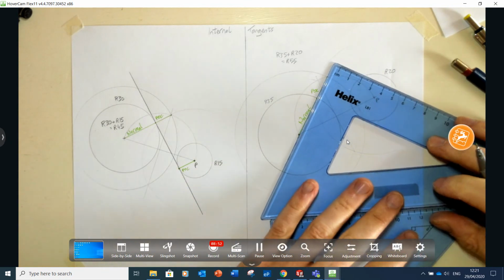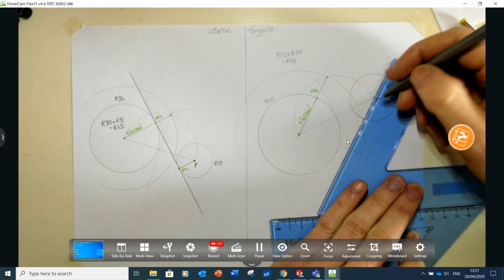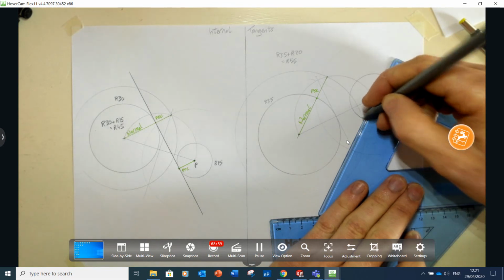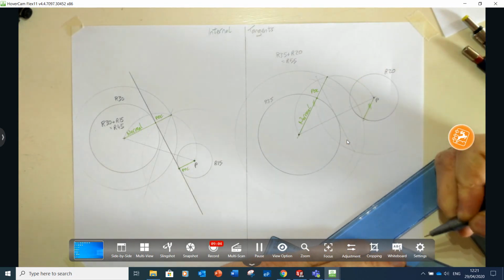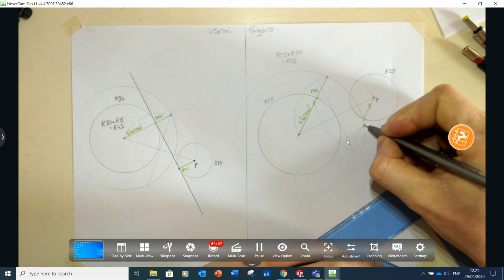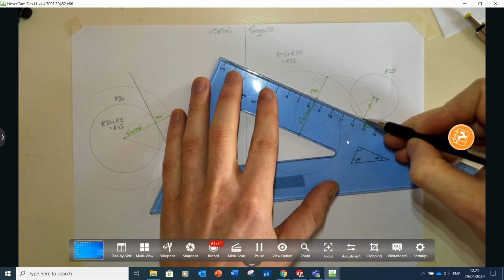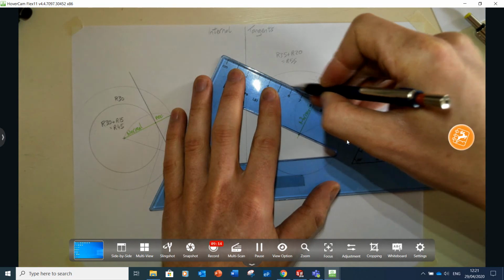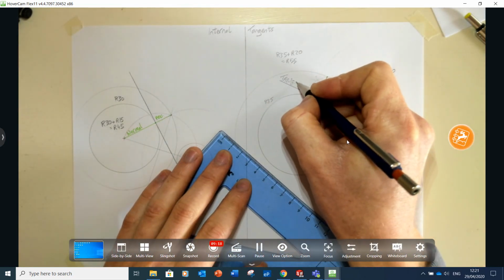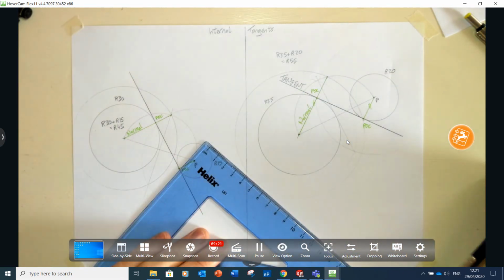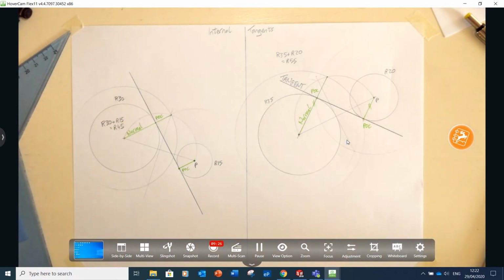I am going to draw another normal parallel down the way from the center of that smaller circle. So those two normals are parallel to each other, and that gives me my second point of contact. My tangent then I will find by joining both points of contact. And there's my tangent. So that is how we would draw an internal tangent.